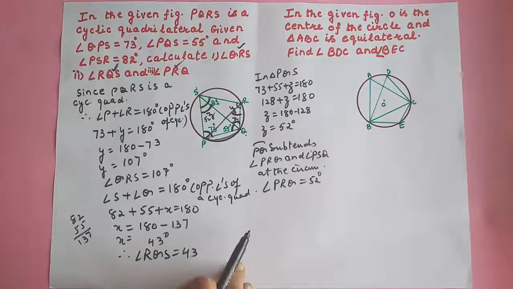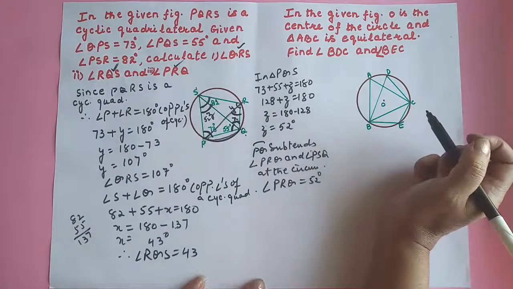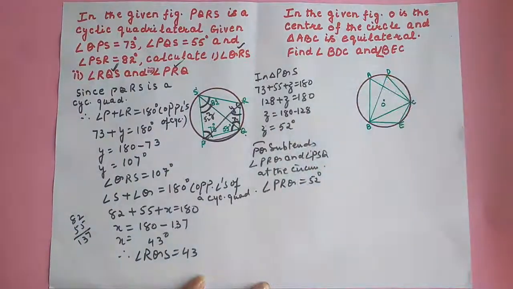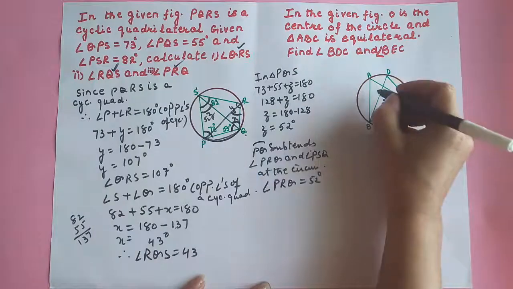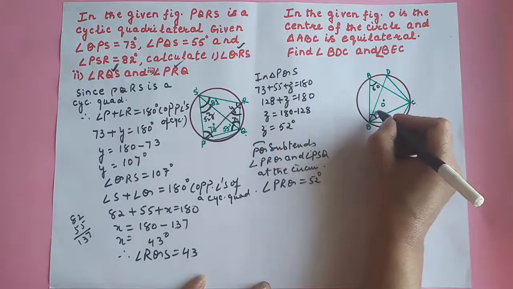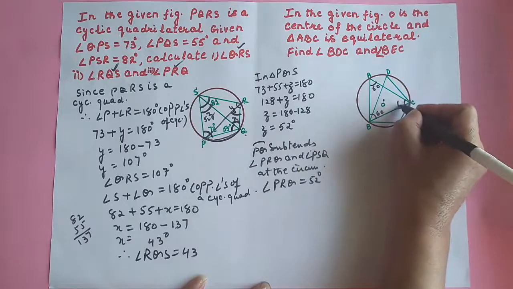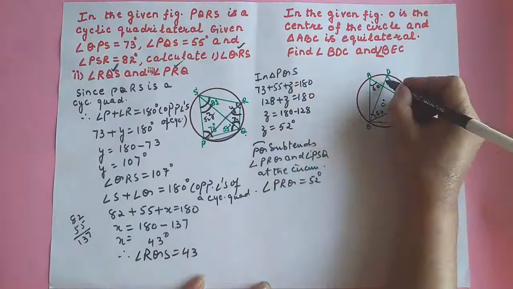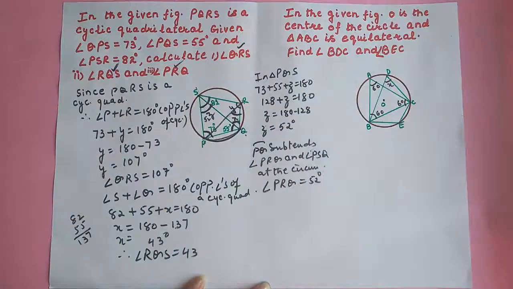So you have answered all the three parts of this question. Now let's quickly move to this question. He's saying that in the given figure, O is the center of the circle and triangle ABC is an equilateral triangle. So what does that mean? All the angles of this triangle are 60 degrees. This is 60, this is 60 and this is 60. Find angle BDC. We have to find the measure of this angle BDC.